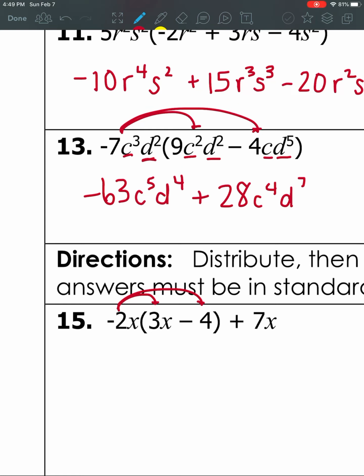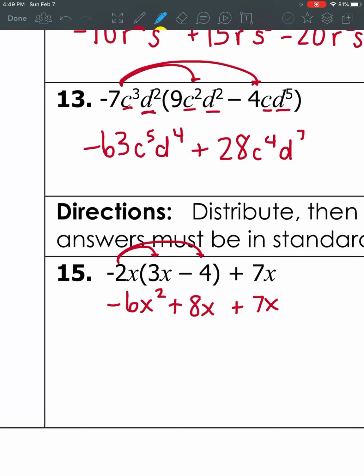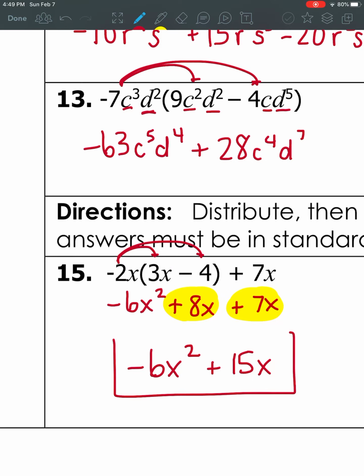Now we only distribute this negative 2x to the terms that are inside the parentheses. So be careful. It only goes to the parentheses it's touching. So we get negative 6x squared. And then negative times negative, so we'll get positive 8x. And then that plus 7x on the outside stays as it is. It does not get distributed there. Now, we have two like terms, so we can simplify this. The negative 6x squared stays, and then 8 plus 7, so we have 15x's.